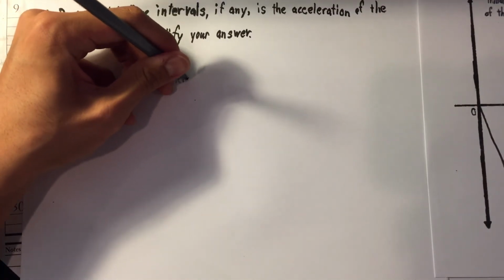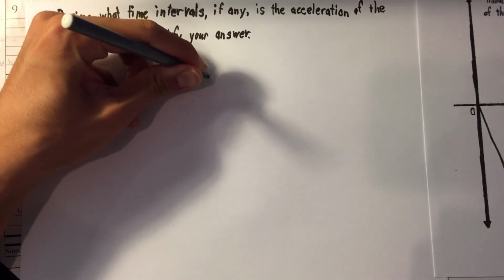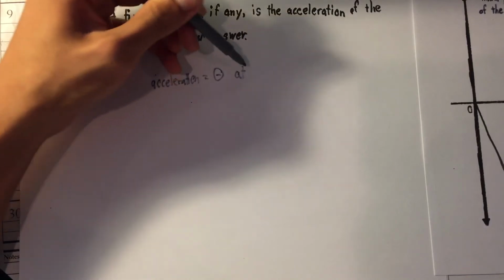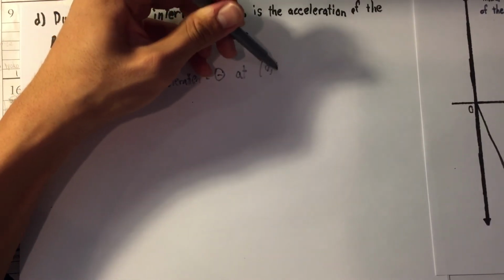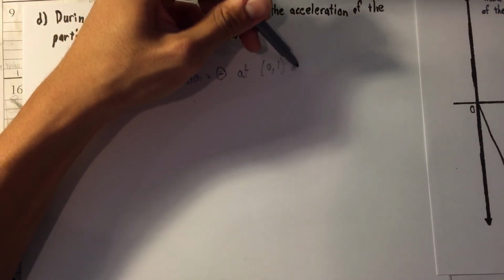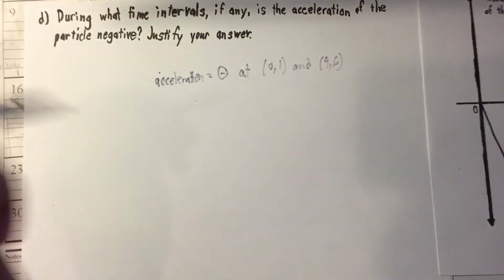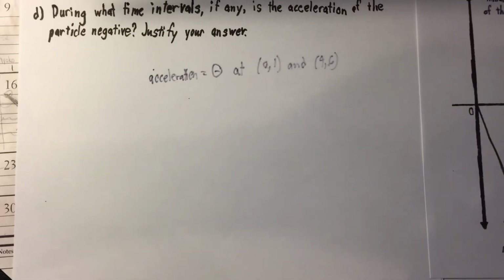So what we can say is that acceleration is negative at 0 to 1 and 4 to 6 because the graph slope is negative there.